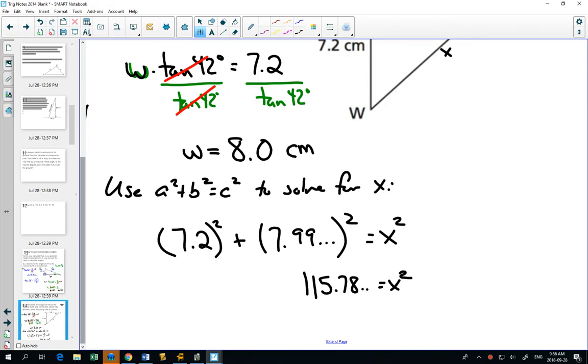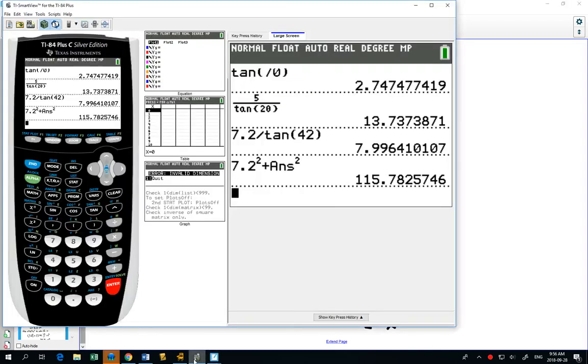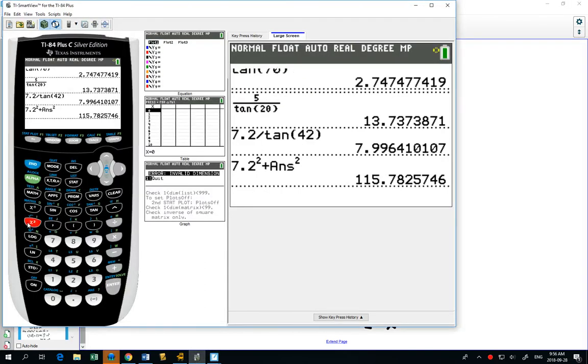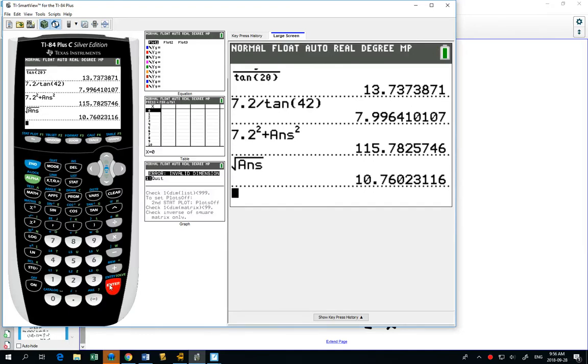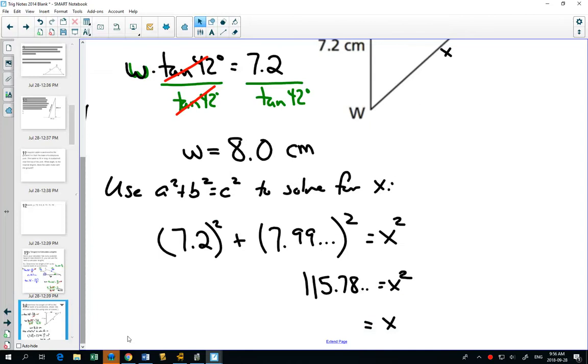And if I want to figure out what x is, I would square root both sides. Of course, you'd have the plus or minus, but we're dealing with a length, so we're only going to have the plus. Second square root of second answer, 10.76. Which rounds up to 10.8.